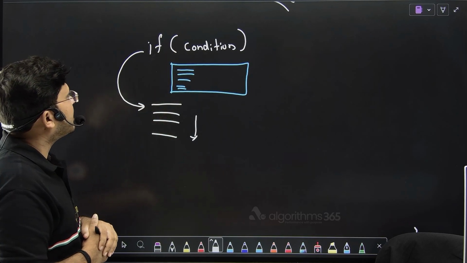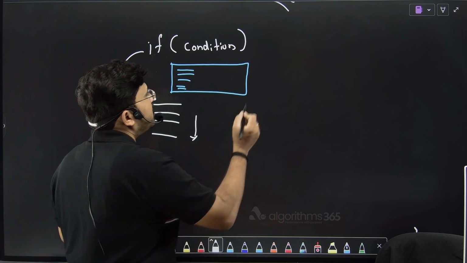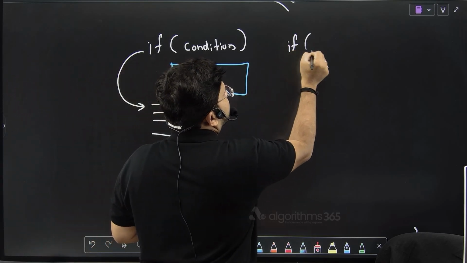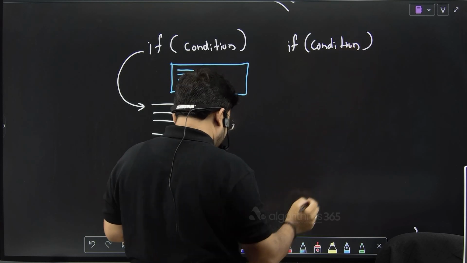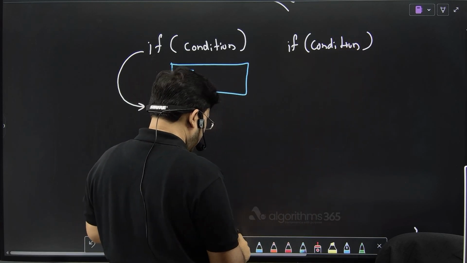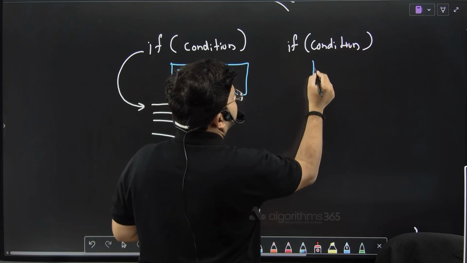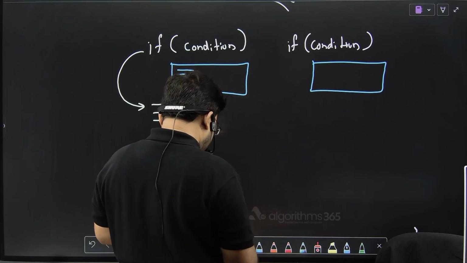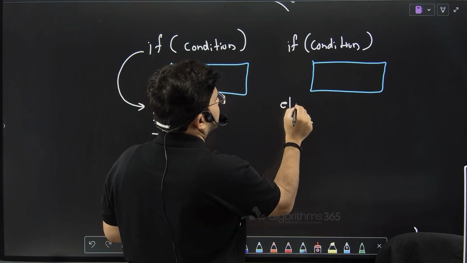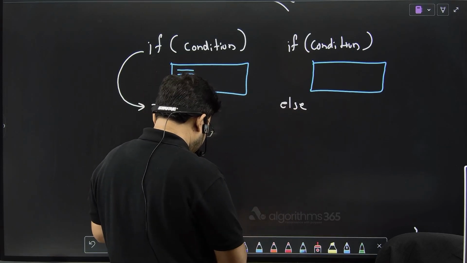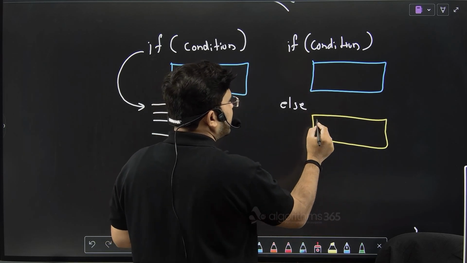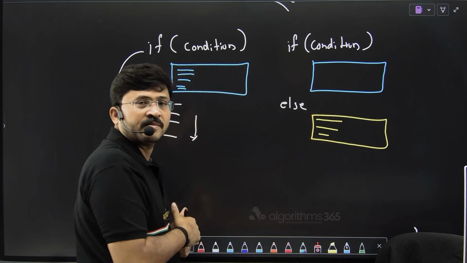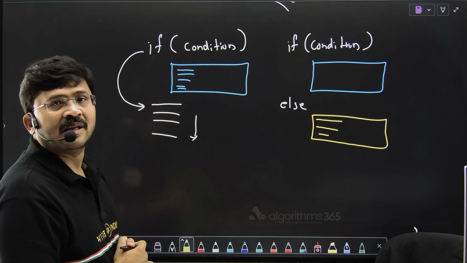Now, what is the second part? The second part could be you have if and you have a condition, and if you meet this condition, it would run this block, and else there is another block that it would run. Block in the sense it could be a single line of code or multiple lines of code. So this could be the other pattern.